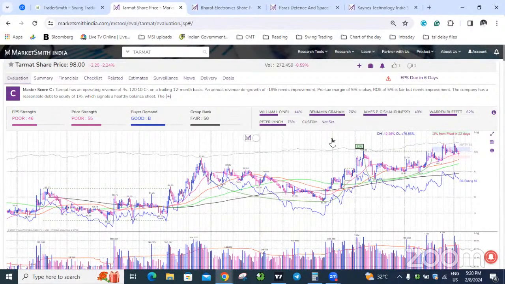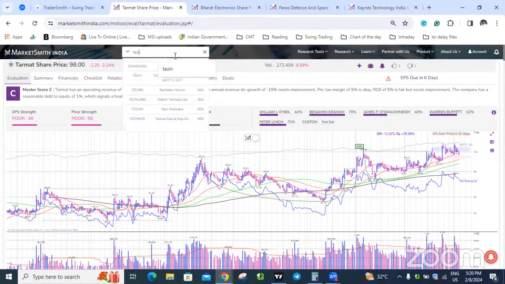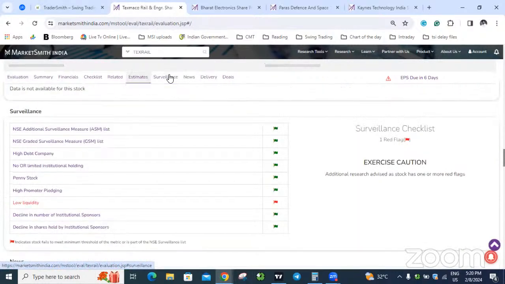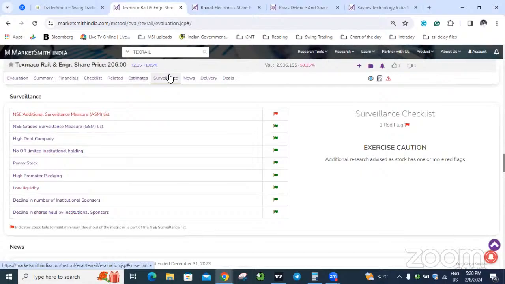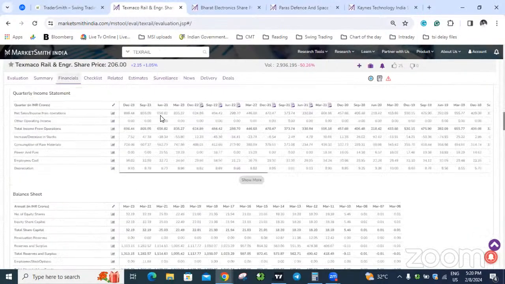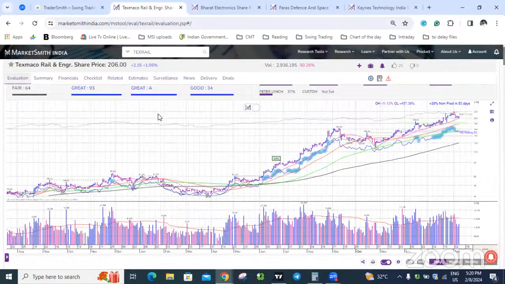Now next is Texmaco. So Texrail is in a clear-cut uptrend, but for the past few days it is showing some profit booking. And in today's trading session, it has approached the 21-day exponential moving average.